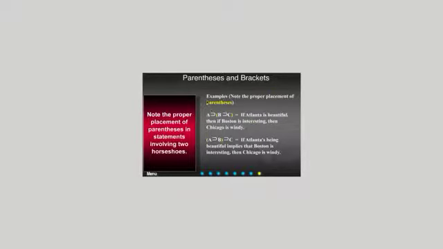So notice the proper placement of parentheses when we have two horseshoes, and you're going to see these. Okay? If Atlanta is beautiful, then if Boston is interesting, then Chicago is windy. So notice we have a double if-then. Now, this, of course, is a very windy sentence itself, actually, but you see the point there.